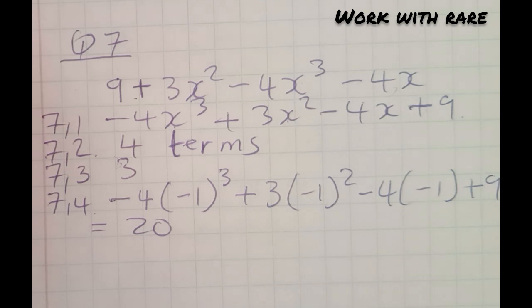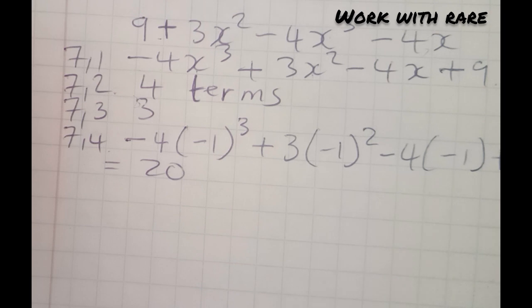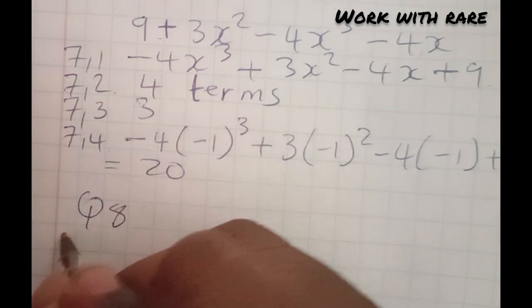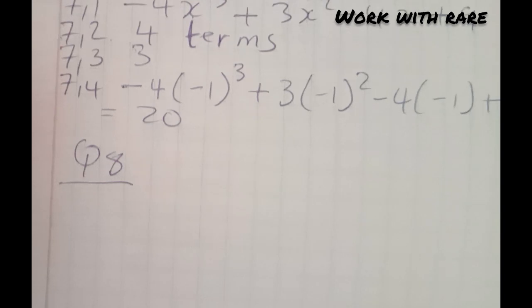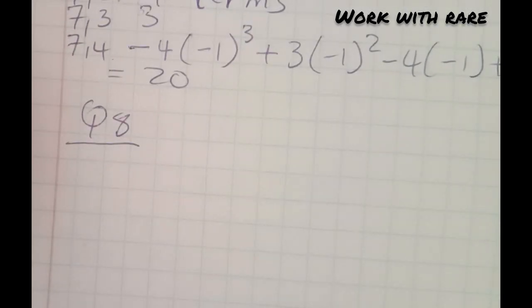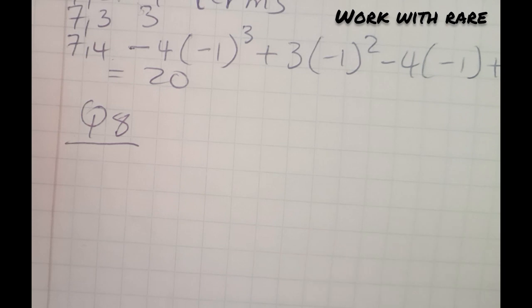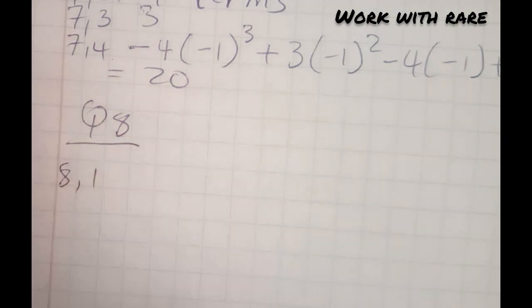Now let's do question 8. I will start my question 8 here. But you should write the question in full, like question 8, like I said. Question 8 says, write an algebraic expression for the following. 8.1, the square root of the product of 4 and b. The square root of the product of 4 and b.